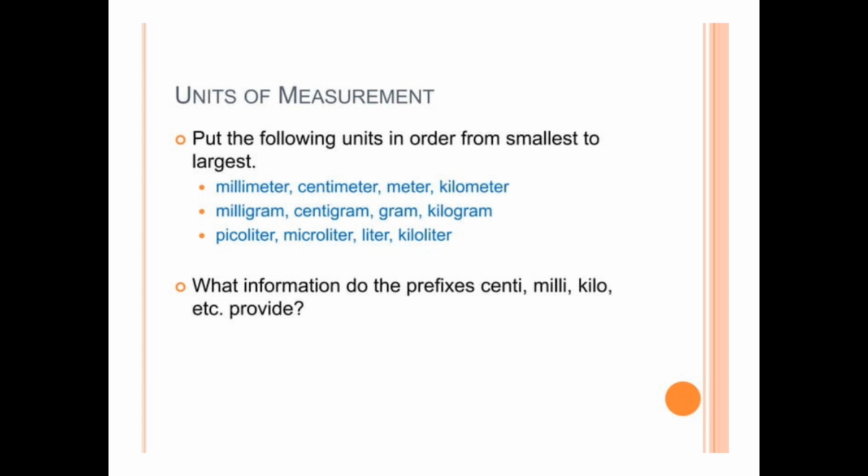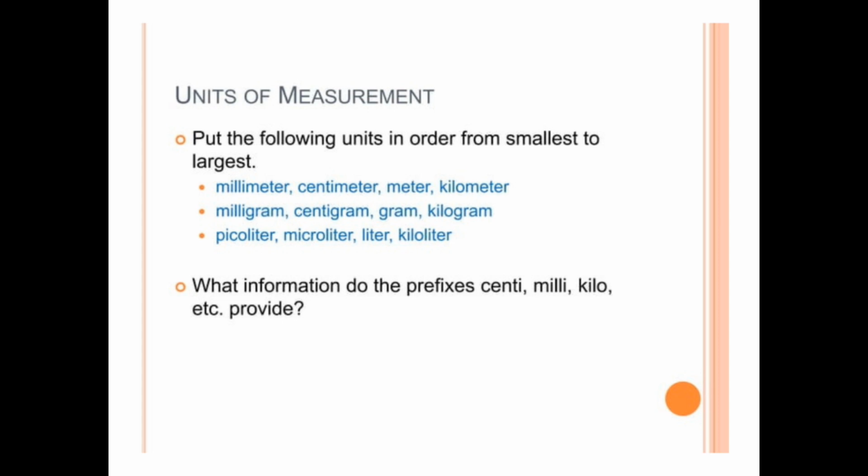Okay, let's go back to the teaser I gave you earlier. We are asked to put the following units in order from smallest to largest. Let's start with length. The correct arrangement should be millimeter, centimeter, meter, and kilometer. The next one is milligram, centigram, gram, kilogram. The next one is picoliter, microliter, liter, and kiloliter.